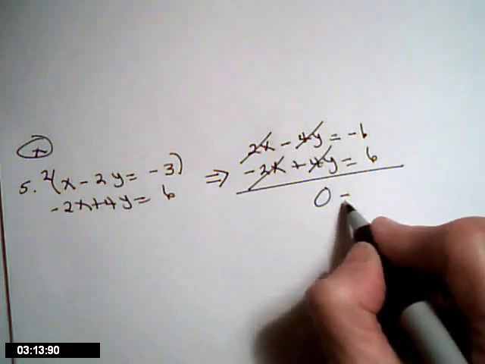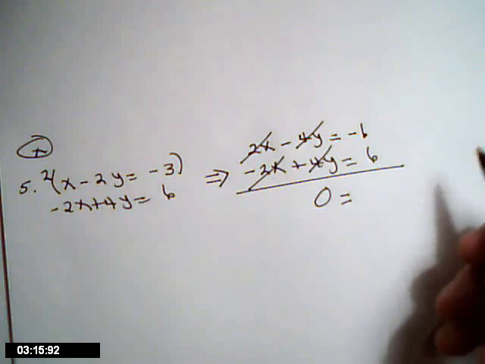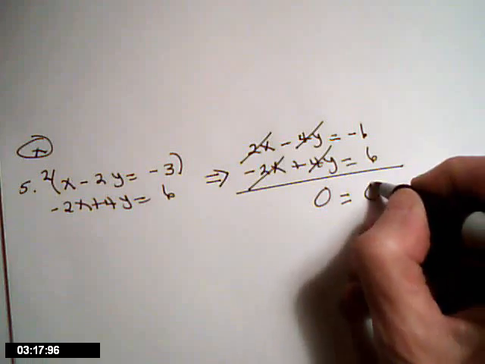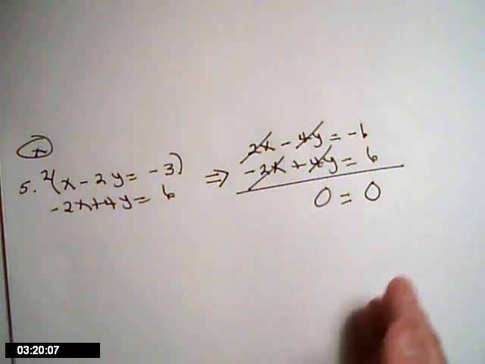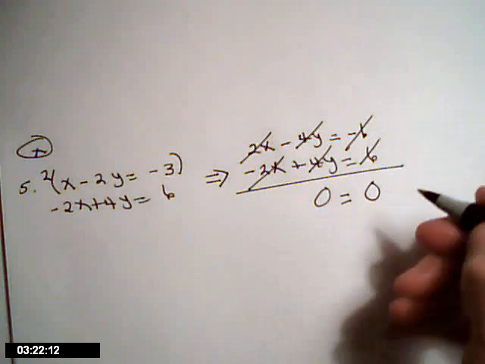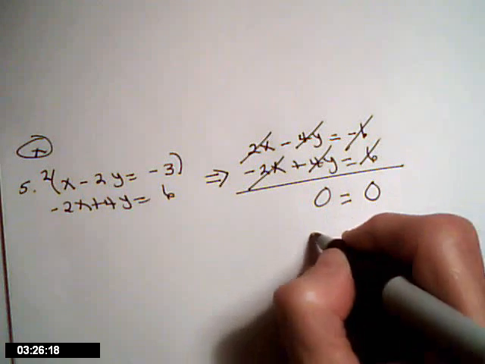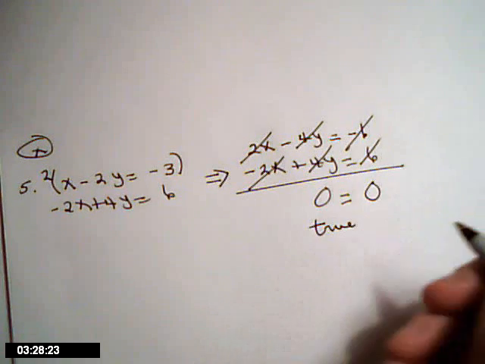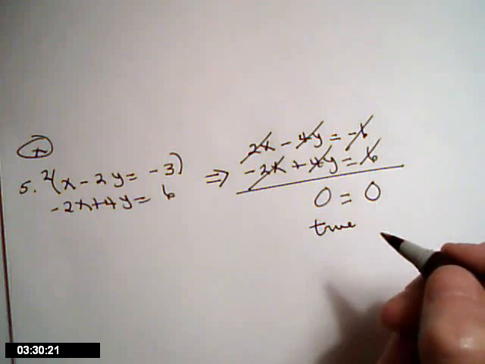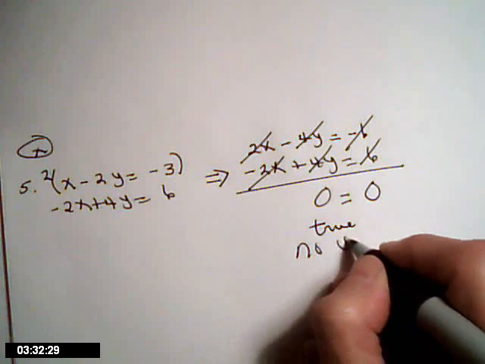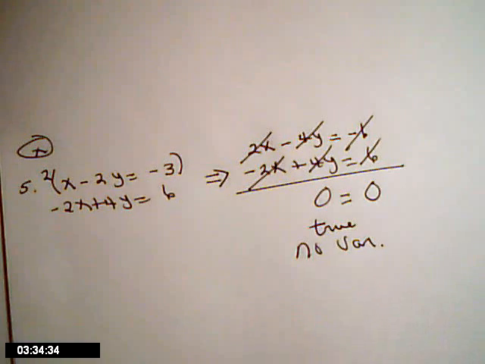I did. Now I have no x. I have no y. 6 minus 6 is 0. So I actually eliminated everything in the entire problem. Now, notice the difference here. 0 equals 0. That is a true statement. But I have no variables. Again, no variables, but a true statement.